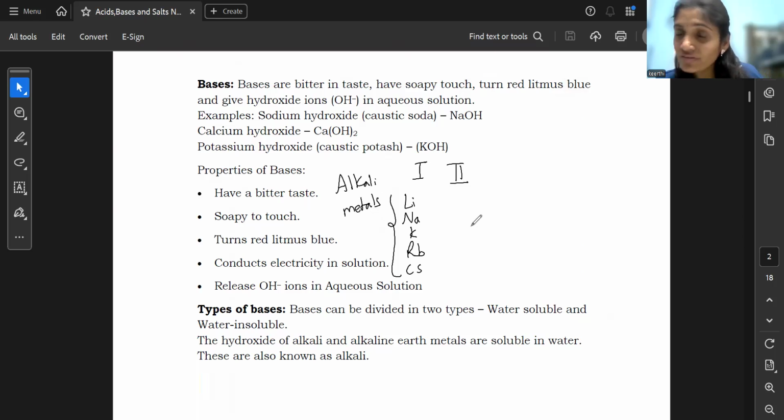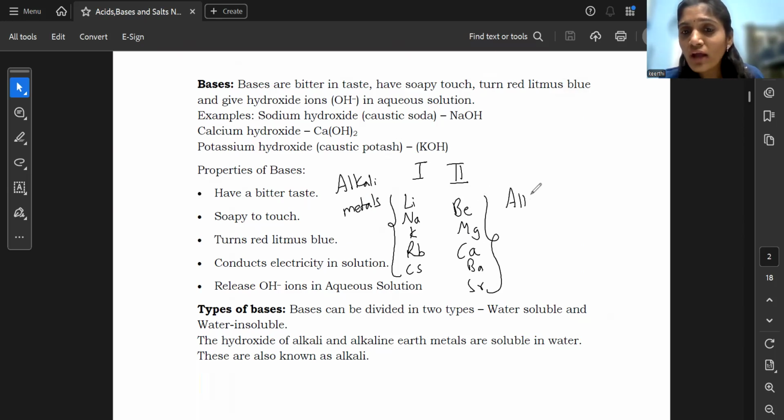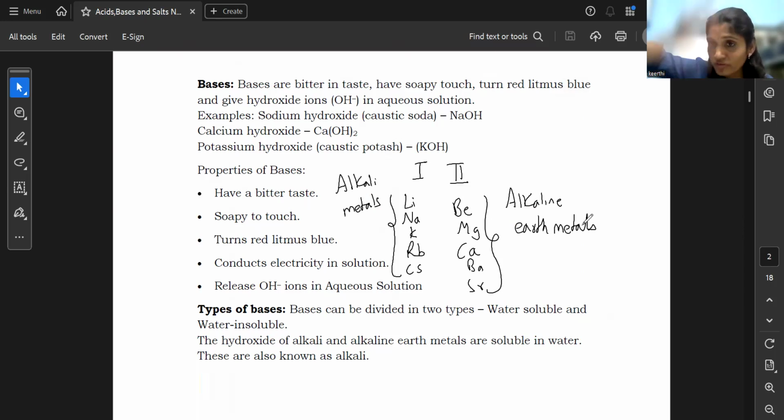Now if you come to the second group, you have beryllium, magnesium, calcium, barium, strontium. Now all these elements are called alkaline earth metals. What do you call all these metals? We call them alkaline earth metals. So in the periodic table, in the first group you have these metals, in the second group you have these metals. The first group metals are called alkali metals, the second group metals are called alkaline earth metals.